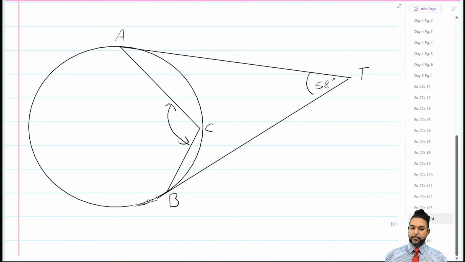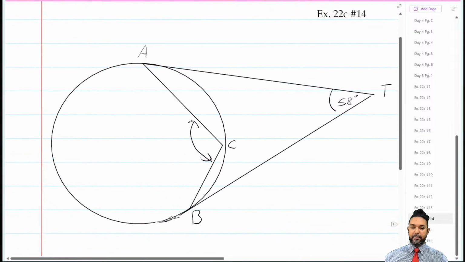It's supposed to touch the circumference. Sorry, yeah. That point C there is supposed to touch the circumference. Sorry, my bad. ACB. Yeah, ACB.